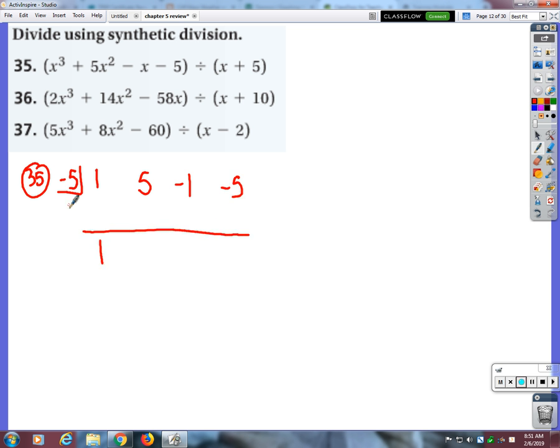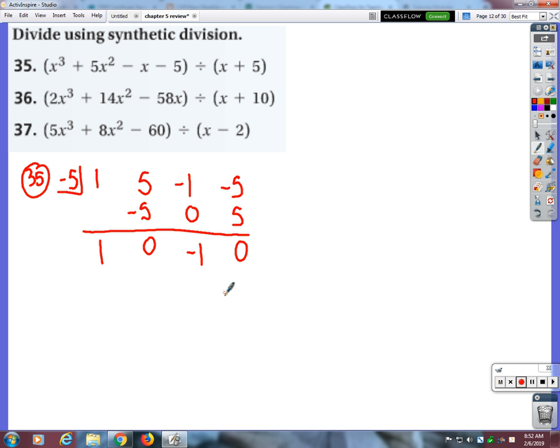Okay, so bring down the 1. -5 times 1 is -5. Add those together, get 0. -5 times 0 is 0. Add those together, get -1. -5 times -1 is 5. And add those together and get 0.